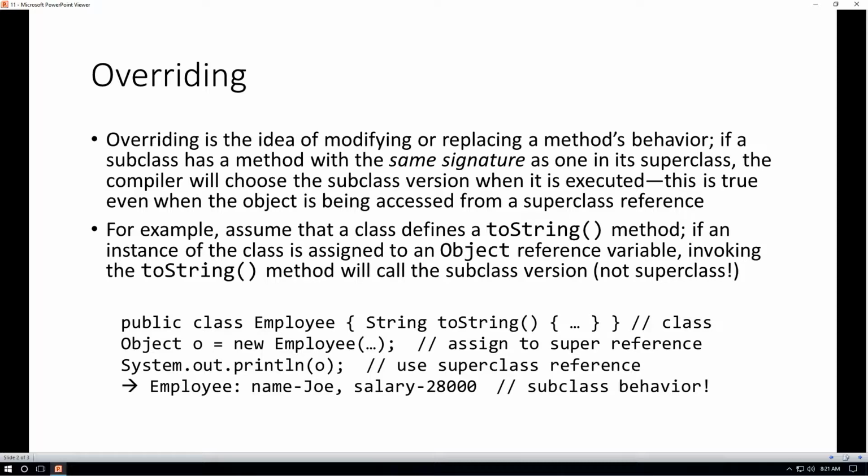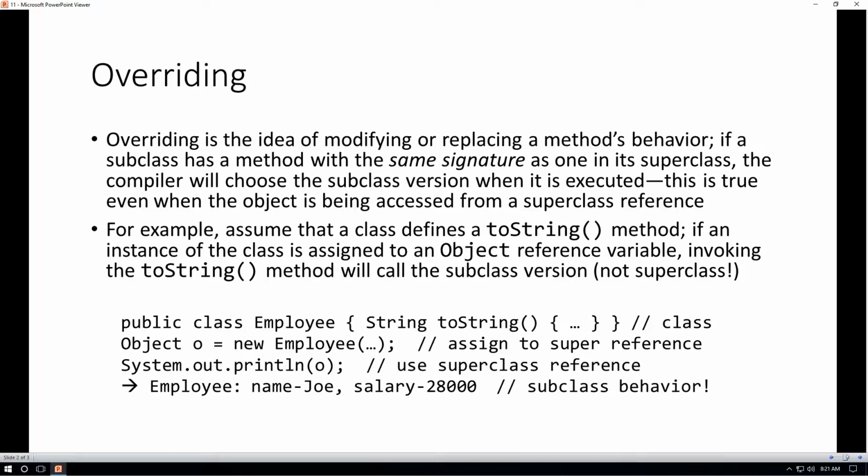Let's assume a class that defines a toString method, in this case an Employee class. If an instance of this class is assigned to an Object reference variable, invoking the toString method will execute the subclass version. Object declares a toString method, but it isn't meant to be the final say on what's output. It's just the beginning point.